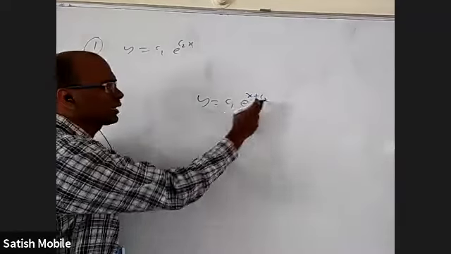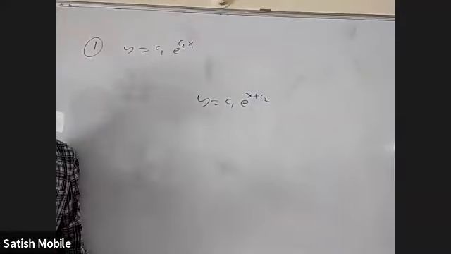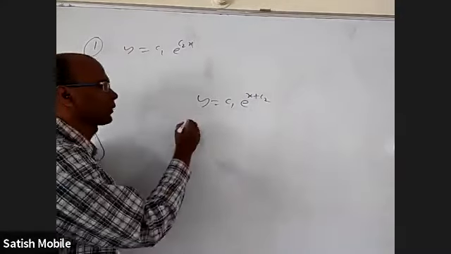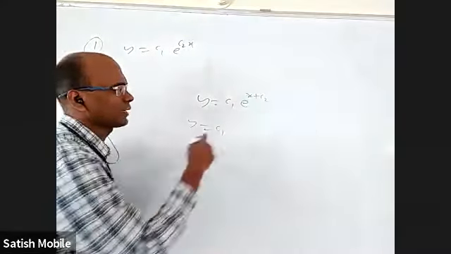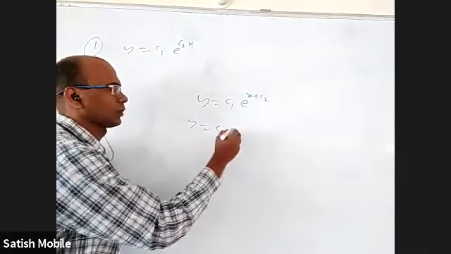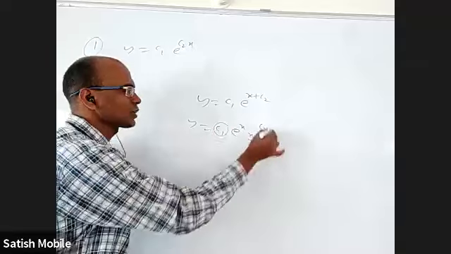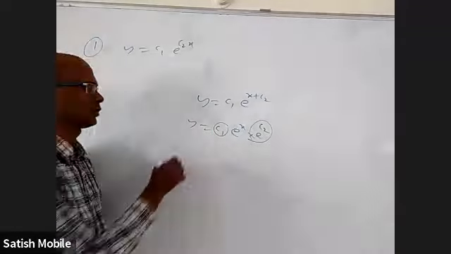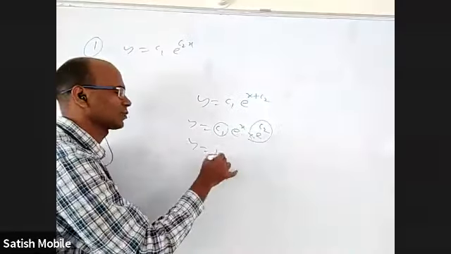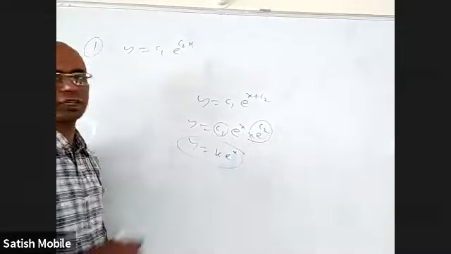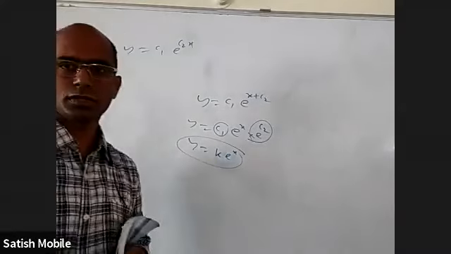This may look like two constants, but actually it is one constant only. Why? You can write a power m plus n as a power m into a power n. You can write e power x into e power C2. This and this together is a constant. So I can write these two together as some k into e power x. So it is effectively only one constant.